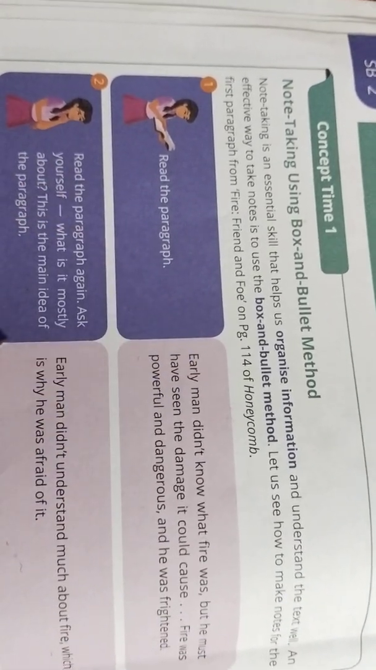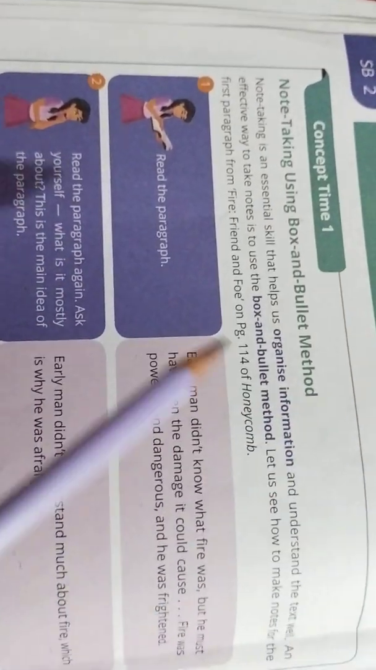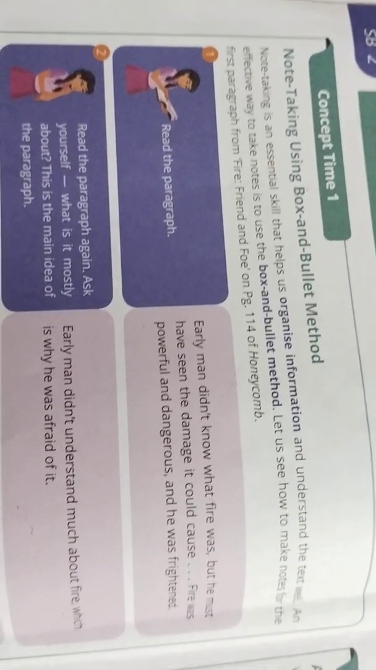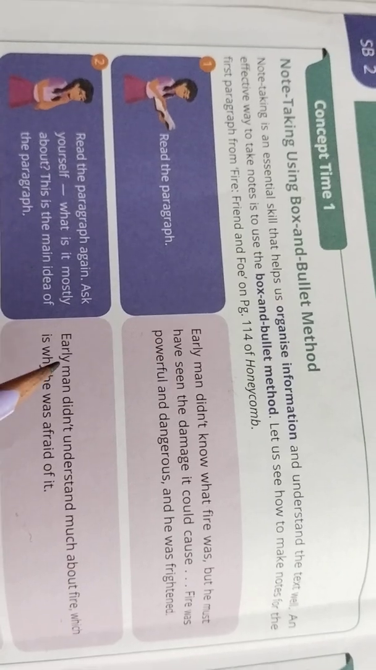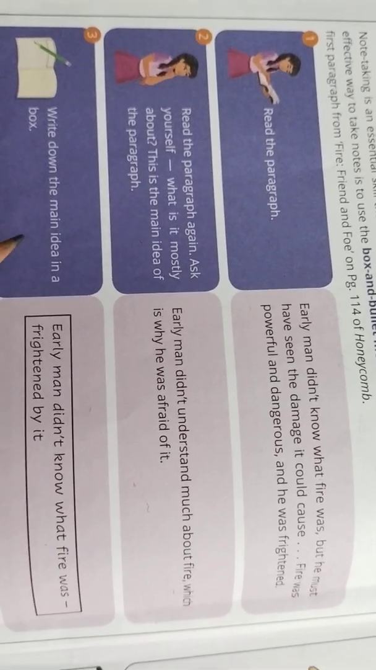So we have seen 2 steps. First step is you need to read the paragraph, that is a certain one paragraph. The second step is you have to read it again and find out what is given, the main idea in that particular paragraph. Then what is the third step? You need to write the main idea.